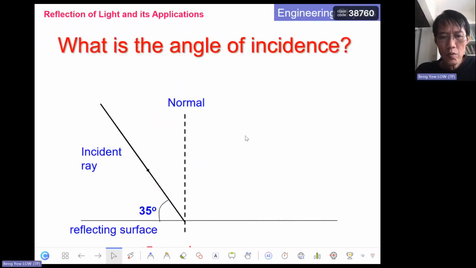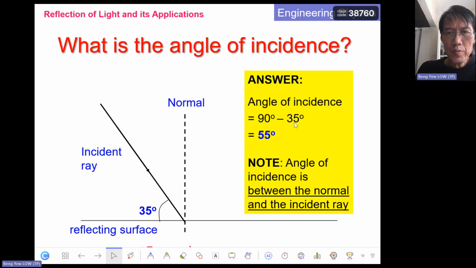In this diagram, what is the angle of incidence? Since the angle of incidence is between the normal and the incident ray, and the normal is at right angle to the reflecting surface, it is given by 90 degrees minus 35, which is 55 degrees.